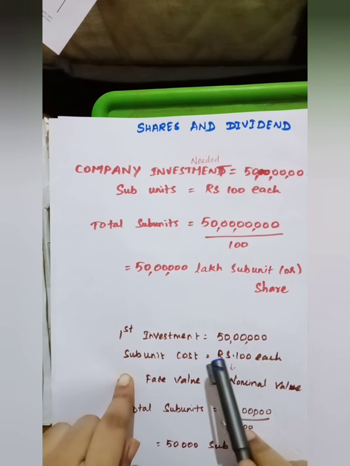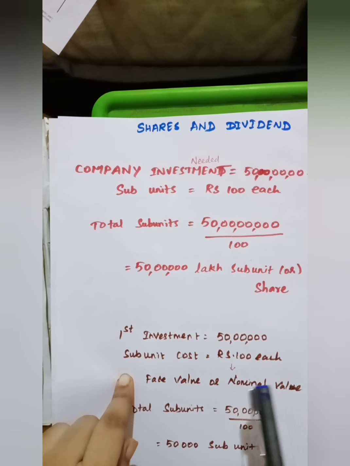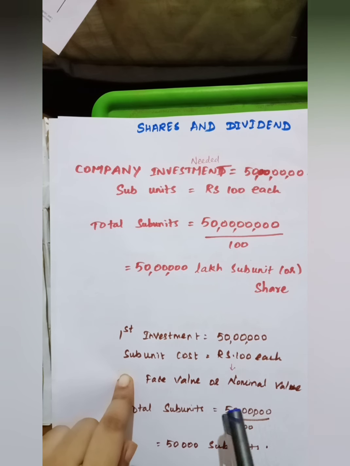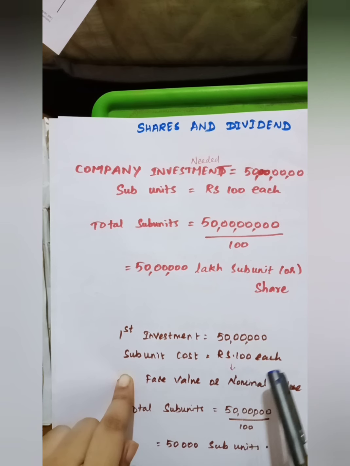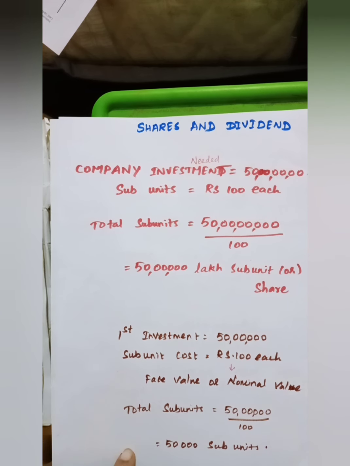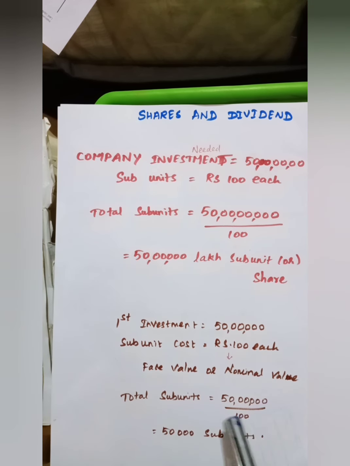Mr. A got a first investor named Mr. Raj. He is going to invest 50 lakh rupees in his company. Subunit cost equals rupees 100 each. It is a face value or nominal value, and this is the price at which the company is offering the share. Total subunits equal 50 lakh divided by 100. So totally 50,000 subunits. So Raj is investing 50 lakhs and he is getting 50,000 shares from the company.